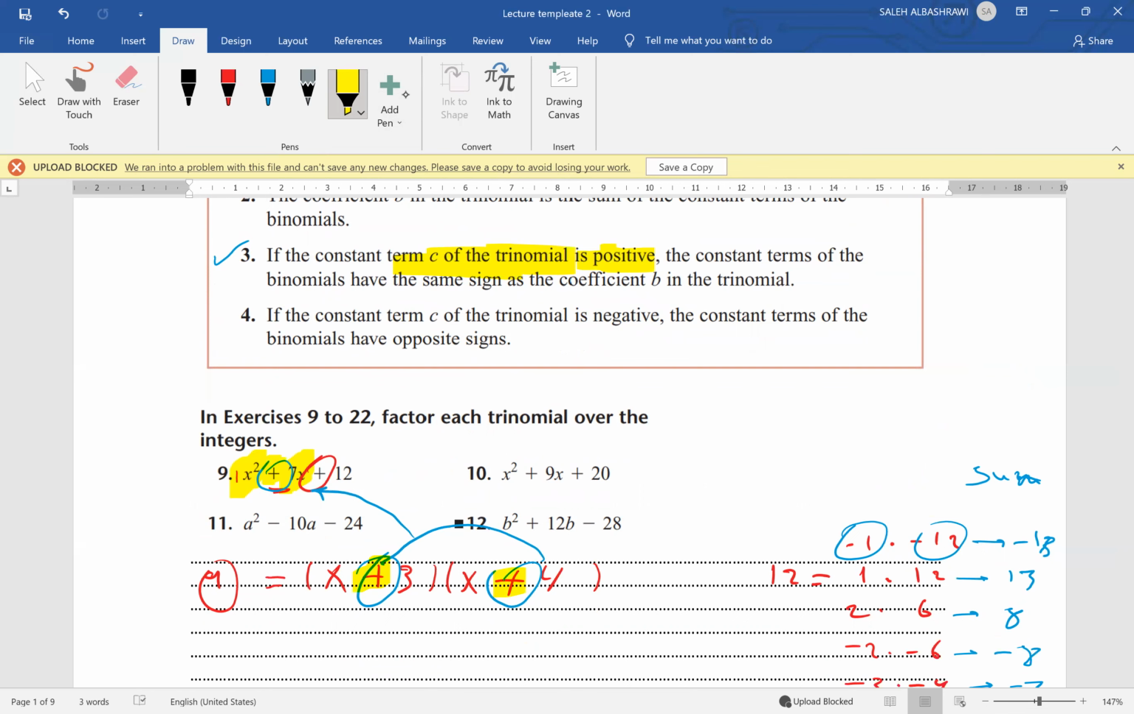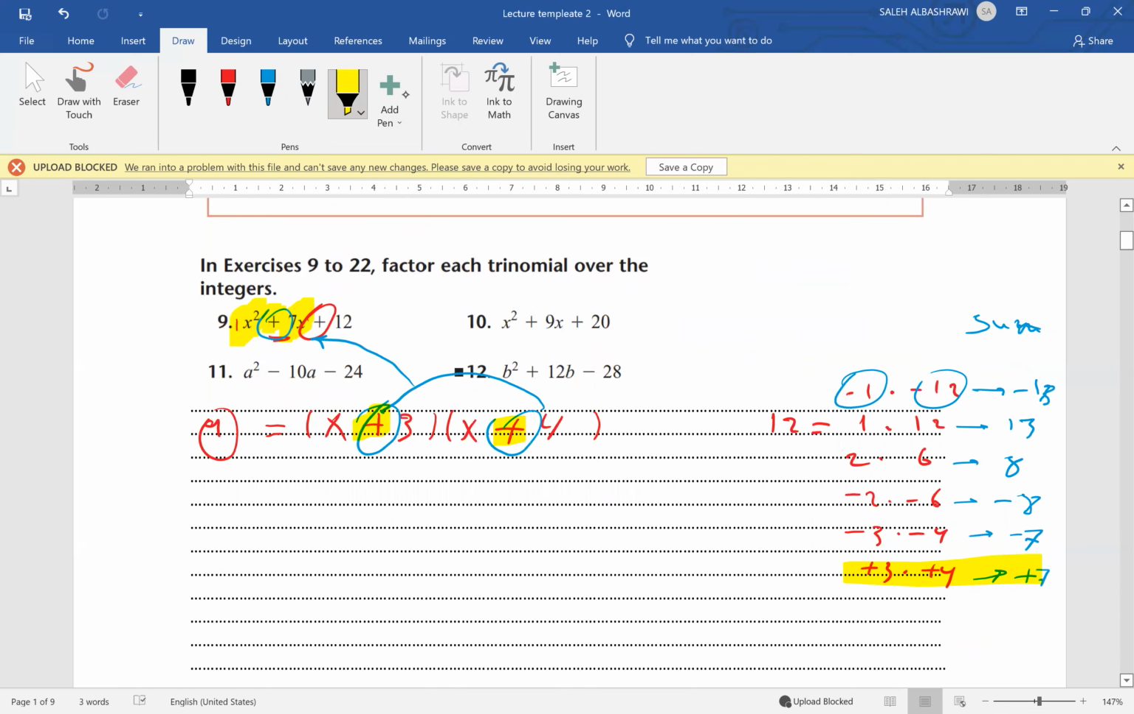Let's have another example. Number 10. I have x squared plus 9x plus 20. I need to factor out this one. X squared plus 9x plus 20 is a trinomial with the coefficient of x squared equal to 1. So the x squared, the first one, will be written as x multiplied by x.